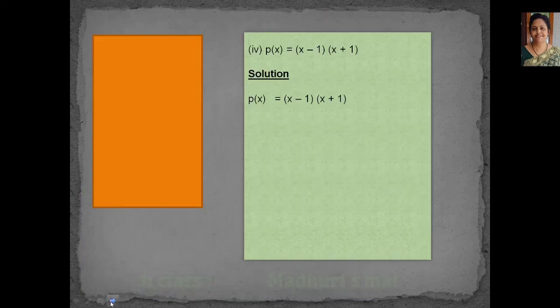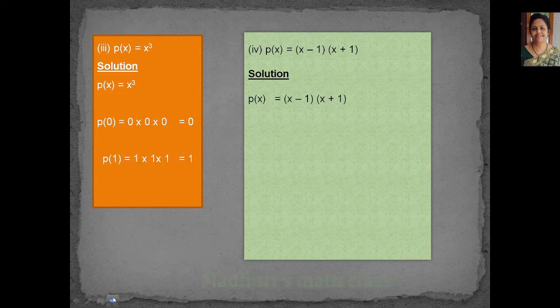Next one, P(x) is x cubed. So solution, P(s) is s cubed. P(0) means 0 into 0 into 0, 0. Then P(1) is 1 into 1 into 1, 1. Then P(2) is 2 into 2 into 2, 8. Okay, then P(x) is x cubed, P(0) is 0, P(1) is 1 and P(2) is 8.